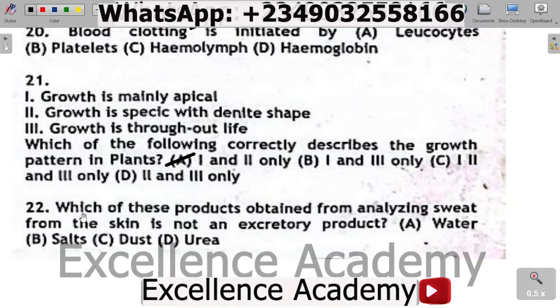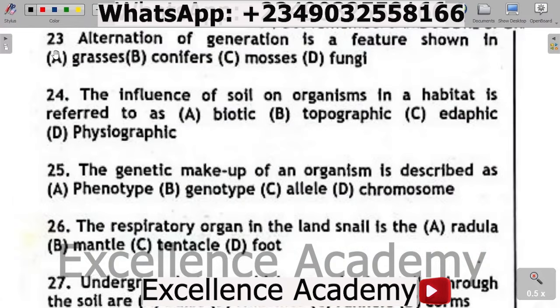Question 22. Which of these products obtained from analyzing sweat from the skin is not an excretive product? A. Water. B. Salt. C. Dust. D. Urea. The correct option is C. Dust. Question 23. Alternation of generation is a feature shown in A. Grasses. B. Conifers. C. Mosses. D. Fungi. The correct option is C.